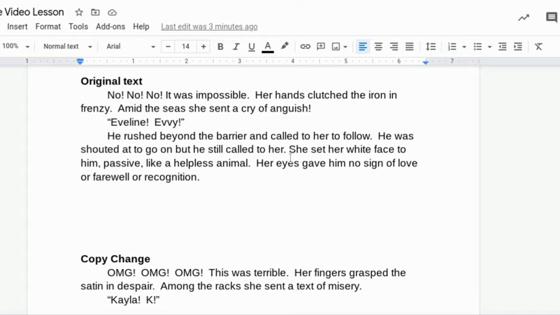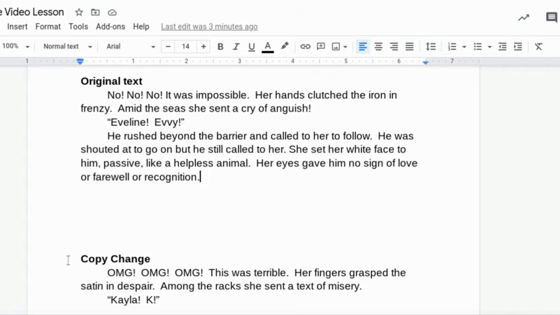She set her white face to him, passive. So we have a description here set off by commas. How did her face look? And then we have a simile, like a helpless animal. Her eyes gave him, so we have a description of her face, gave him no sign of love or farewell or recognition. So we have three descriptions about her eyes. There was no sign of love, separated by or, farewell, or recognition.